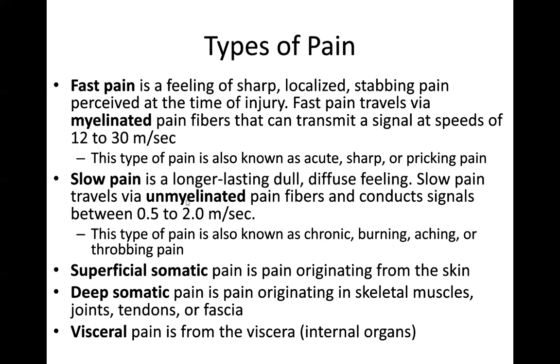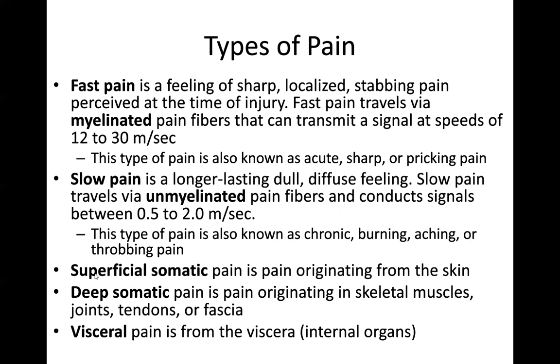This type of pain travels much slower. It's going to do so by unmyelinated pain fibers, which carry the signal at 0.5 to 2 meters per second. We can describe this pain as being chronic, burning, aching, or throbbing. We've all experienced that. I just mentioned that I smashed my finger. It hurt immediately. That was the fast pain. Then a few minutes go by, and you can feel that throbbing sensation. That's slow pain. So that's how we can describe pain based on its signaling speed.